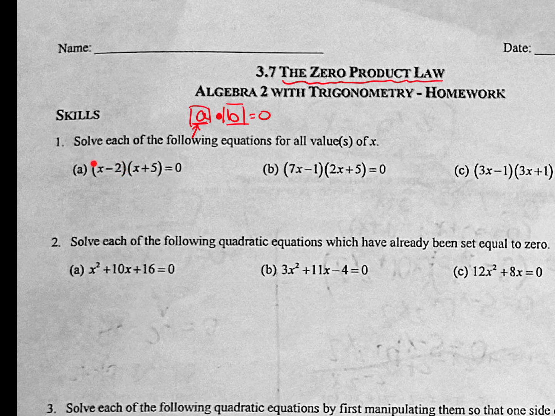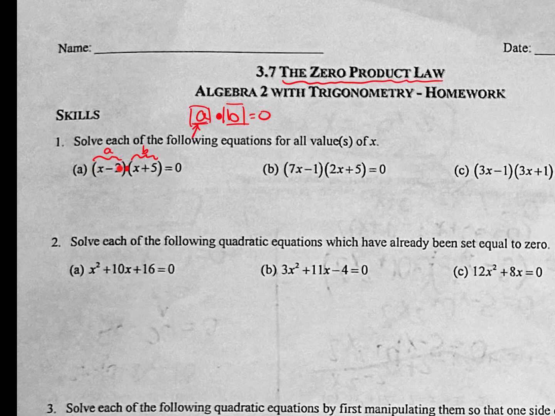So when you see these two binomials like this, your A is this factor and B is this factor. Remember, factors are things that multiply together. So A and B are factors. This x minus 2, this x plus 5, they are the factors. And so if A times B equals 0, either the A equals 0 or the B does. There's no other way it can give you a product of 0.